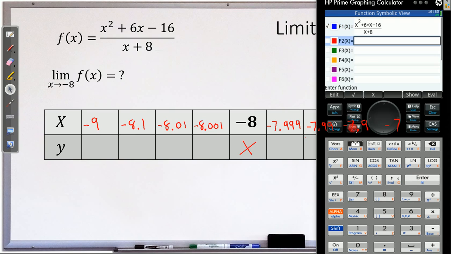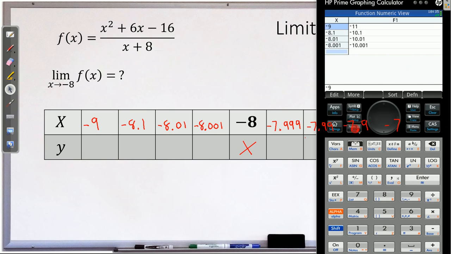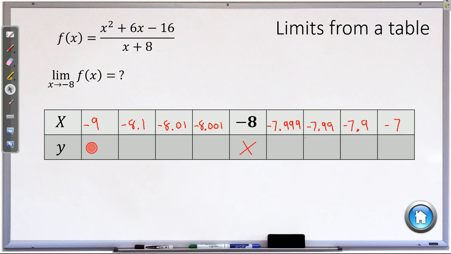Now go to numerical view for our table, and we're going to plug them in. I got a few of them in already: negative 9, negative 8.1, negative 8.01, and negative 8.001. So we've got negative 11.